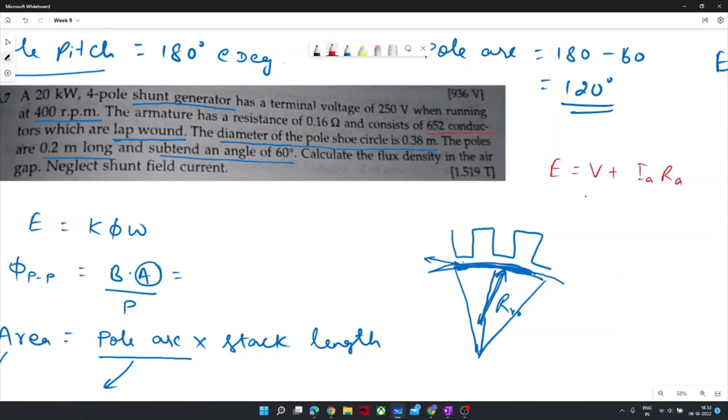Okay. Now V is given 250 volt plus IA. IA is not given now. Again, to compute IA, we have to take help of this power. Okay. So plus IA into 0.16. Are you getting this? Or if you are stuck at any point, please just stop me.